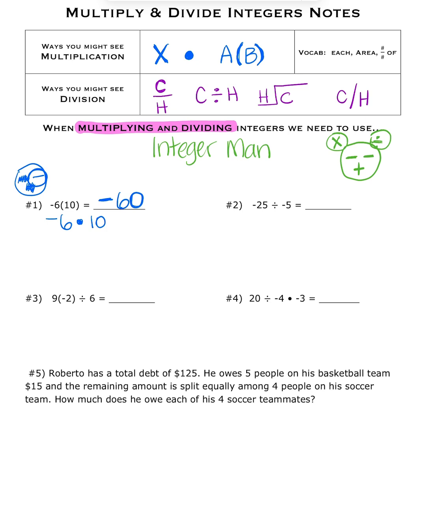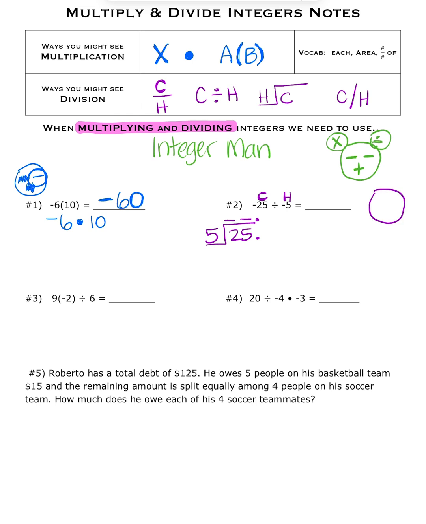All right, let's try another example. This time we're going to use division. So remember, when we're dividing, we need to label our cowboy and our horse to make sure that we put the right number inside the house. So 25 is my cowboy, boots and hat. 2 numbers at the table. 5 is going to be outside. Notice that I didn't include my negatives, because I'm going to use integer man for my negatives.